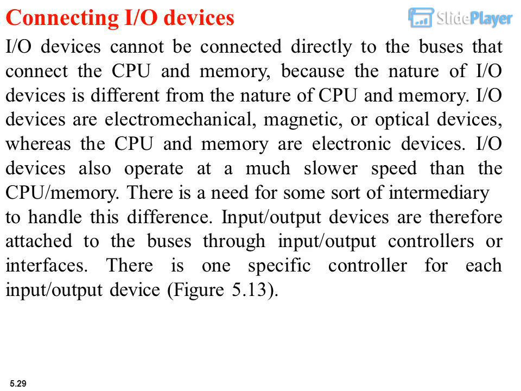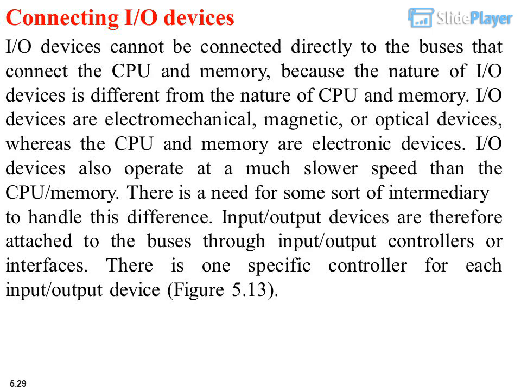I/O devices cannot be connected directly to the buses that connect the CPU and memory, because the nature of I/O devices is different from the nature of CPU and memory. I/O devices are electromechanical, magnetic, or optical devices, whereas the CPU and memory are electronic devices. I/O devices also operate at a much slower speed than the CPU/memory. There is a need for some sort of intermediary to handle this difference.